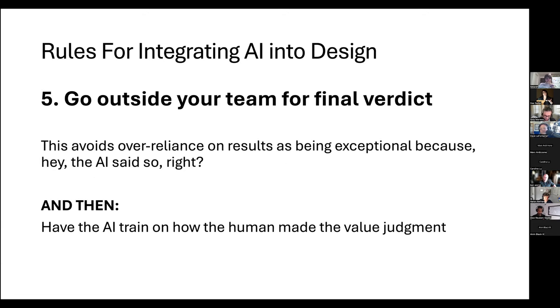And then last of all, when it comes time to judge this thing, get somebody who wasn't involved in the ideation, in the creation process, and particularly somebody who wasn't involved with the AI, to make the final judgment. And then once you do that, you train the AI and say, okay, here's how we came to this final thing. This is what human beings think of as good. Add this to your training data set, so now you know more of what good looks like. And that's how we can start to improve it so that we don't get so many mediocre, mush-mouth, flavorless oatmeal designs.